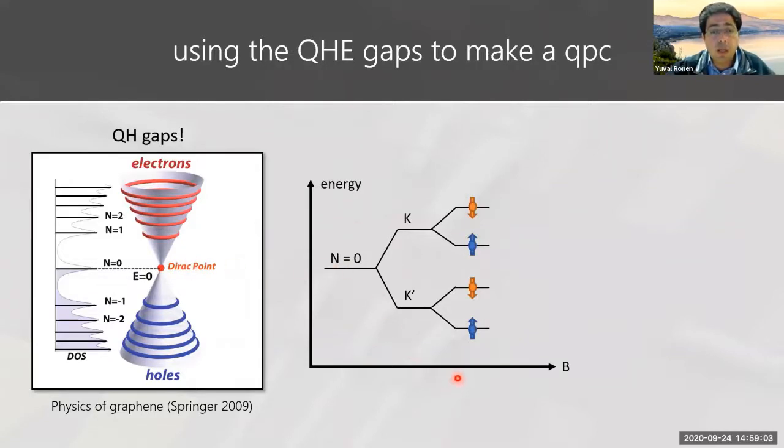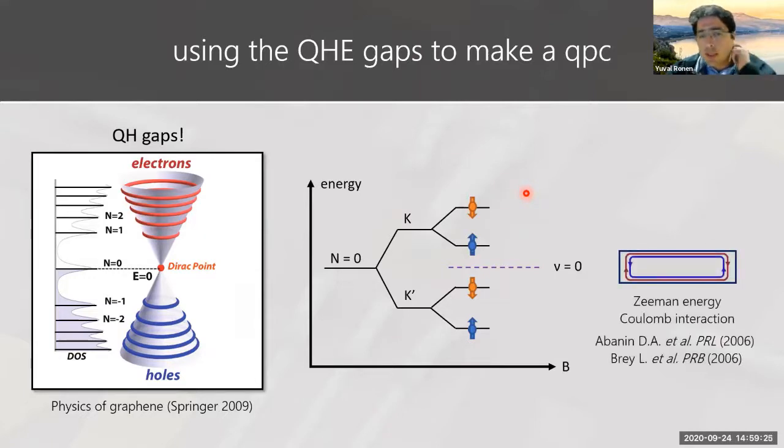But if you apply a large enough magnetic field, you actually split the valley and split the spins, and then you can put it at filling factor 0, or at filling factor 1, or at filling factor 2, and then you can create this QPC.